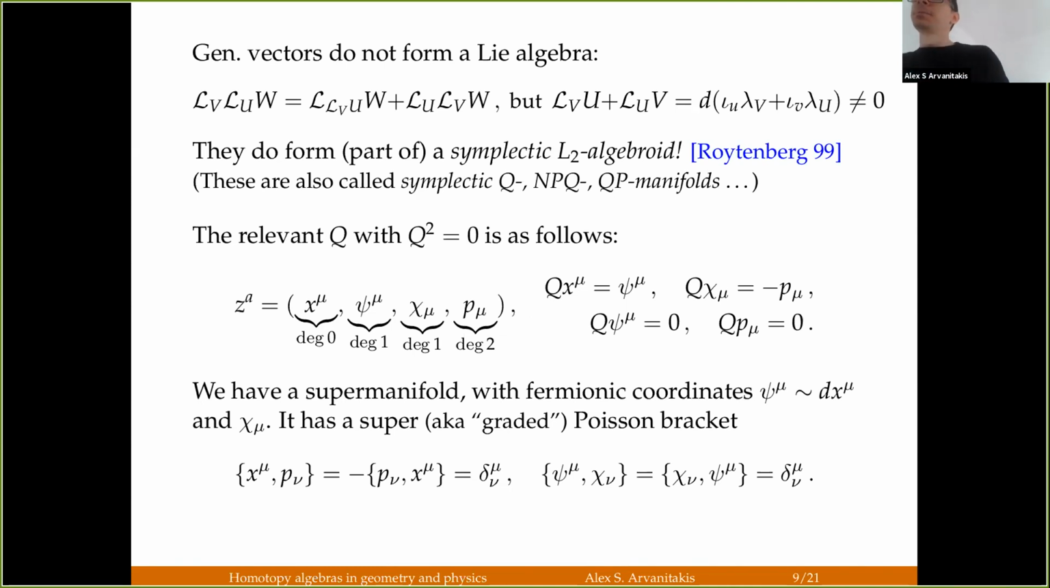Right, so Qx is psi, which is the coordinate differential, as I just advertised. And Q psi is 0, which is the same as d squared equals 0. And you also have identities involving chi and p, which you need in order for Q to be a Hamiltonian vector field. Okay, and you can see from these identities that Q squared clearly is 0.